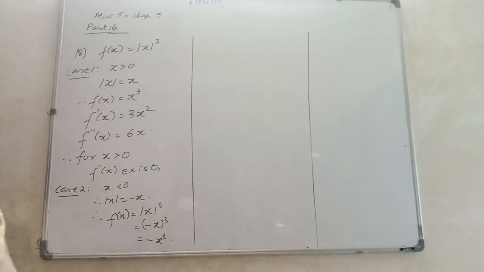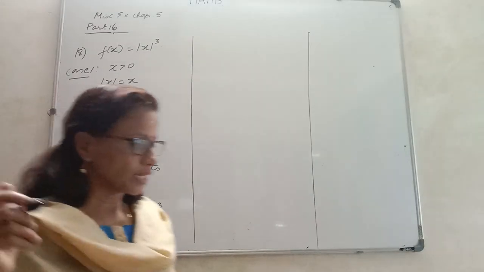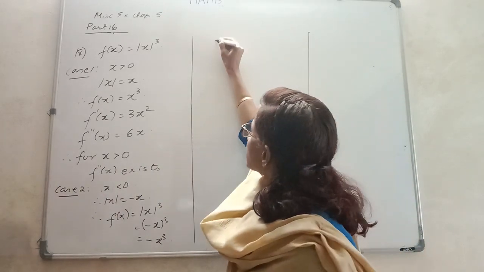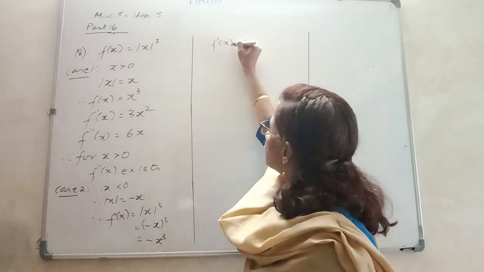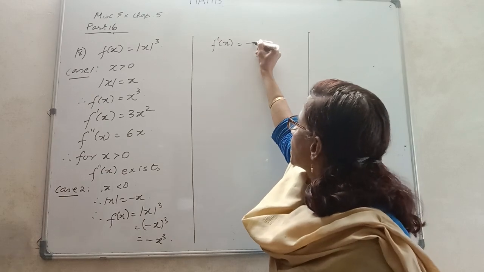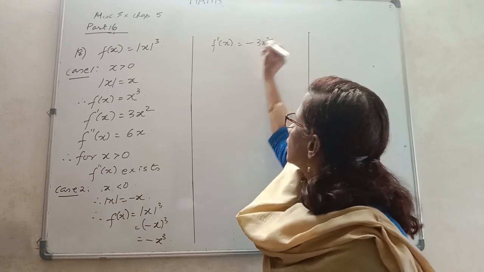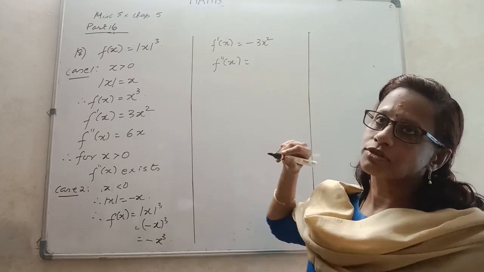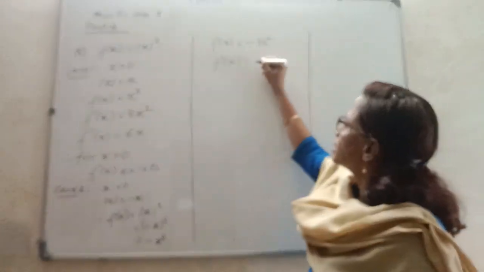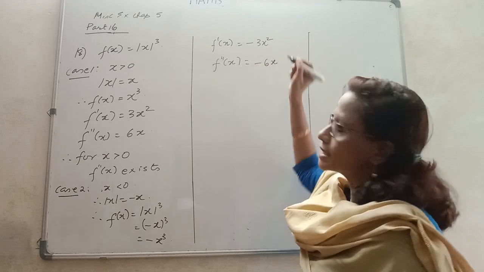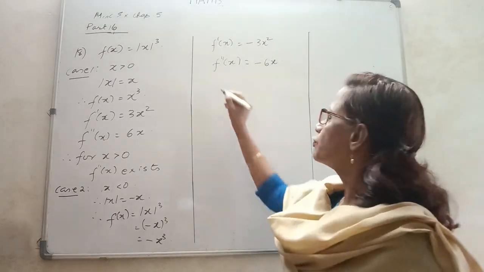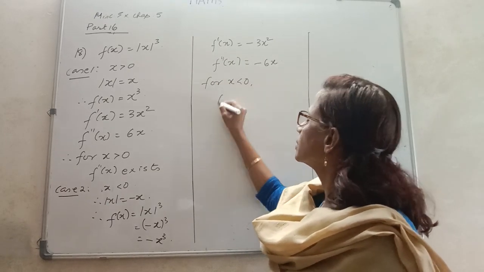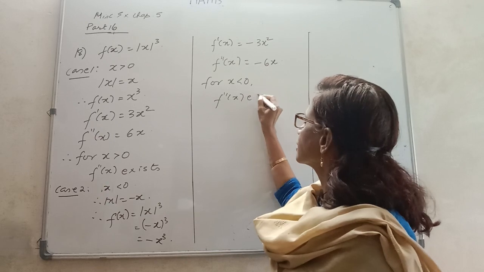Same way, we will try to find the derivative and second derivative. So let's find the derivative. The f dash x, or the first derivative, as we did before, will be minus 3x squared. So also the second derivative, using n x raised to n minus 1, will come to minus 6x. That's it. So for x less than 0, the second derivative exists.